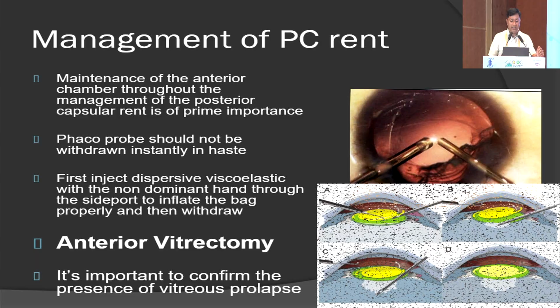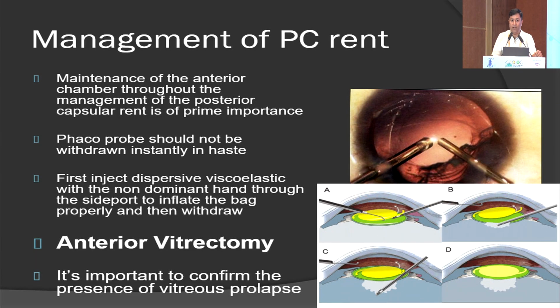In the management of PCR, the most important thing is maintaining the anterior chamber. So now you don't use the main incision. You have to have two side ports so that the chamber is always pressurized. The biggest problem is, once you see a PCR, in a hurry you remove the phaco probe. That has not to be done.